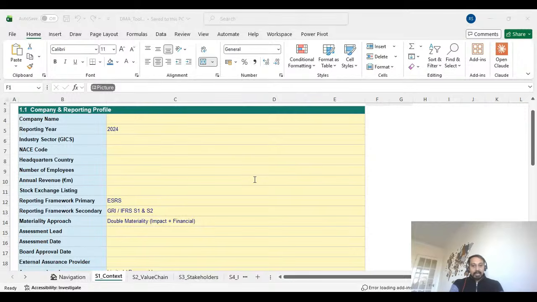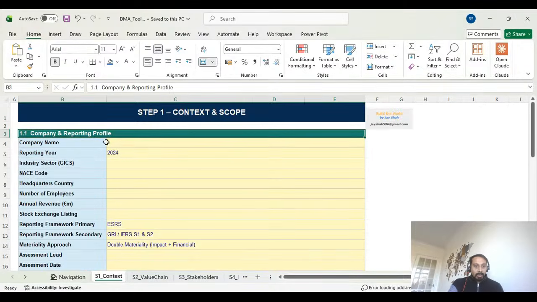This sheet sets the organizational boundary, the reporting period, and sector classifications, and it also aligns with ESRS requirements for contextual disclosures, so that you can directly copy and paste into those particular requirements. In practice, this is usually completed by the sustainability compliance team at the very beginning of the assessment, which ESG professionals can do.